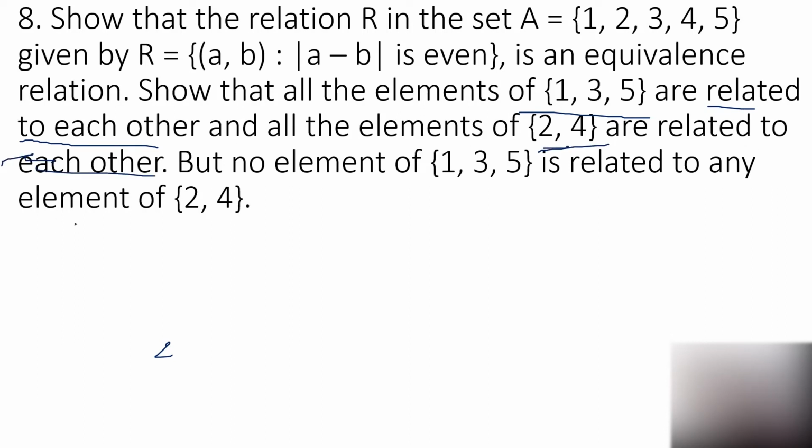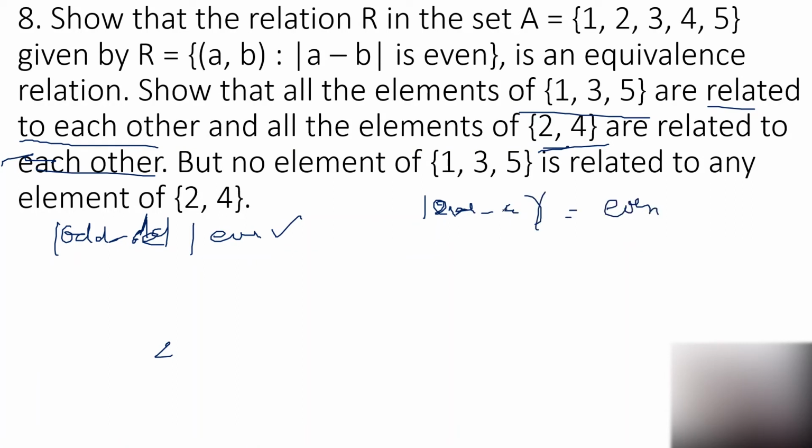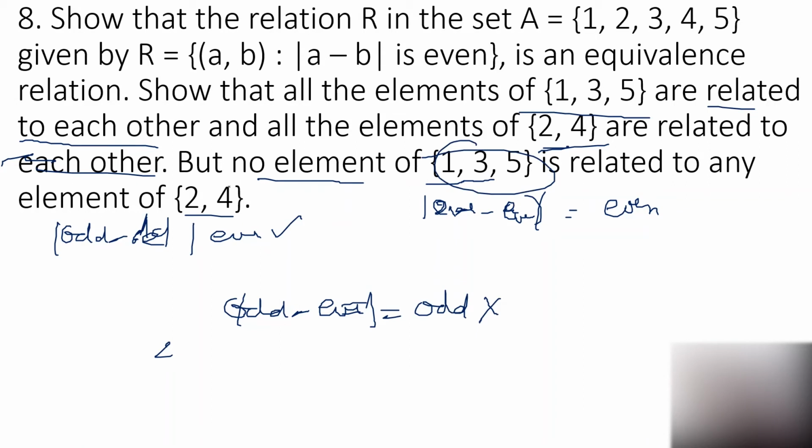Clearly we can say that odd minus odd is always an even number. Yes, this is true, and even minus even number also is an even number. Therefore this also is true. But no element of {1, 2, 3} is related to {2, 4}. Yes, this is also true, because odd minus even is odd only. Therefore none of the elements 1, 3, 5 is related to 2 and 4.